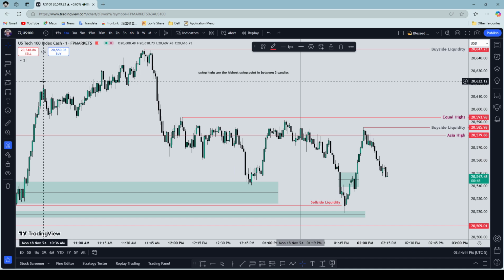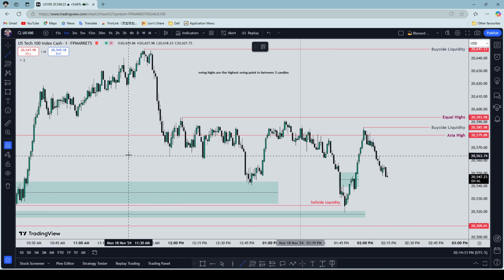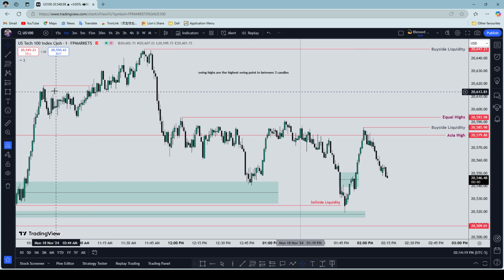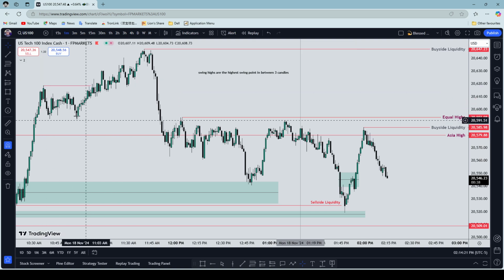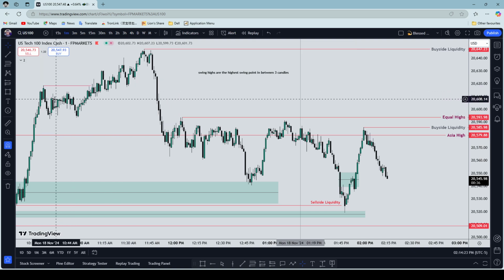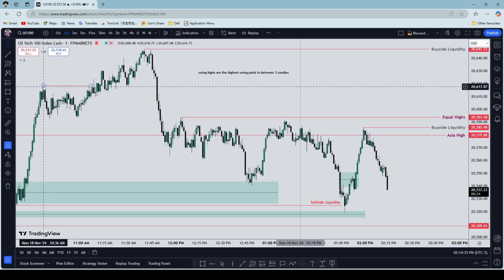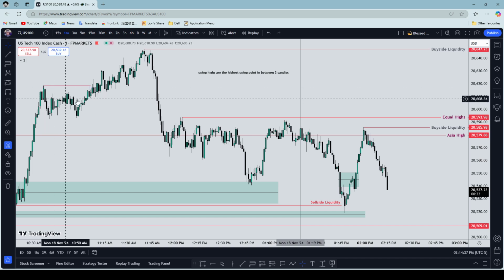So if you notice, after this swing high was created, price dropped down, then created another swing high. One, two, three. If you are observing it, the highest one here is another swing high. So this swing high and this swing high are very close to each other, so it becomes a relative equal high.